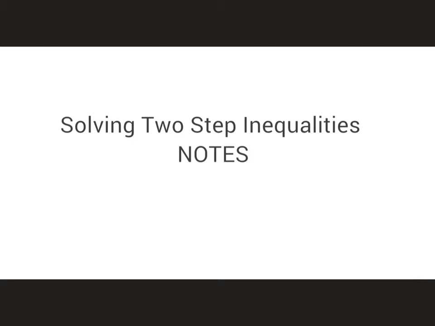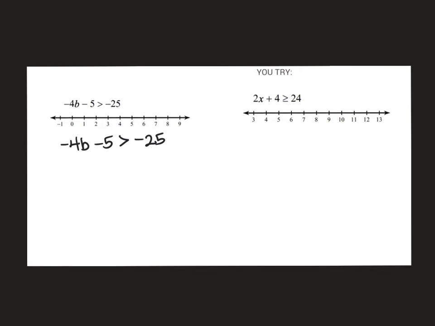Today's notes are going to look at solving two-step inequalities. For our first example, we have negative 4b minus 5 is greater than negative 25. I'm going to solve this just like I solve a two-step equation. I'm going to look at the side with the variable, and I want to cancel out the number that is not using the variable first. And that would be the minus 5.